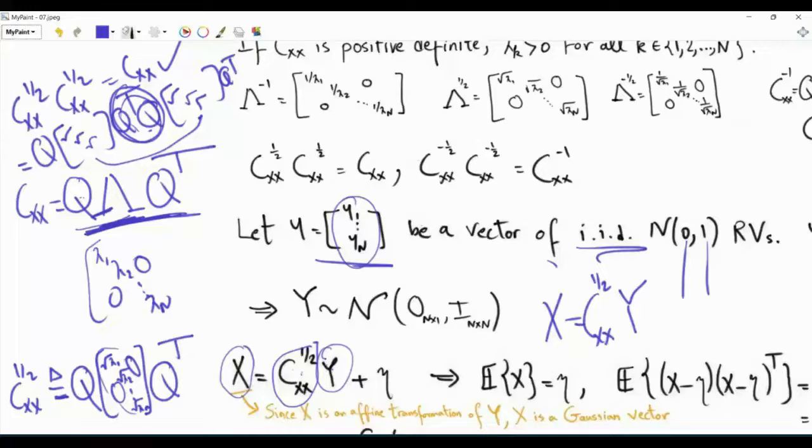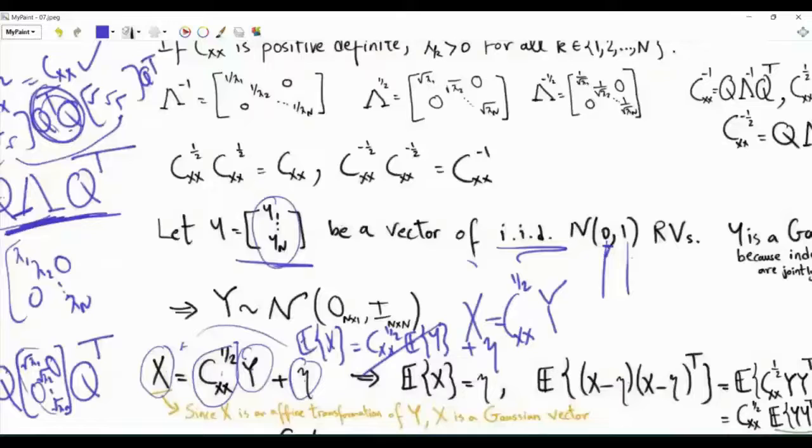So what are the statistics of x? If you take the expected value of x, it is this matrix times the expected value of vector y plus eta. Eta is a constant, so its expected value is itself. The y's are zero mean, so that term disappears, and eta is the mean vector. Basically, it's the vector that contains the first moments of random variables x1, x2 to xn.